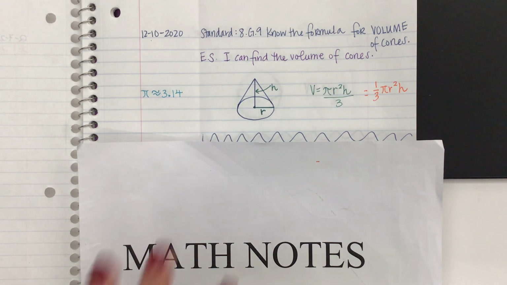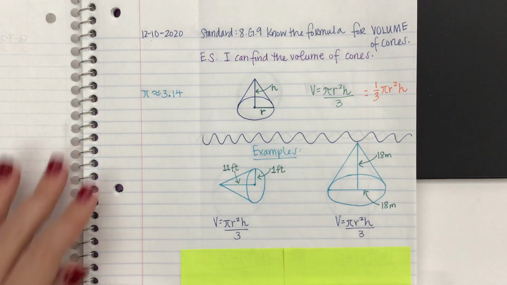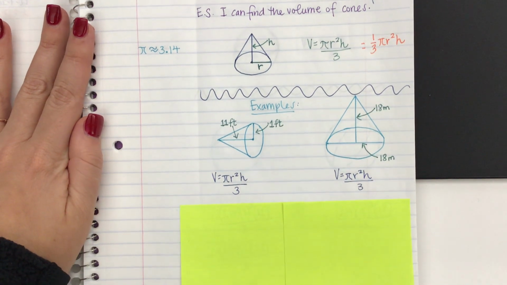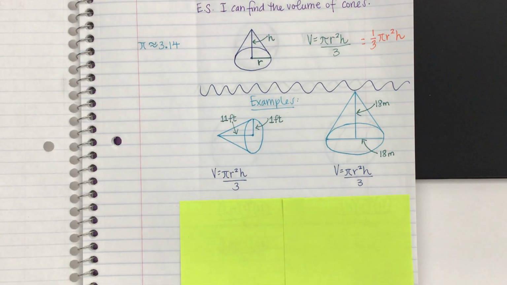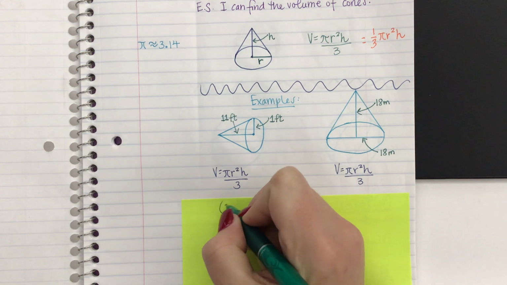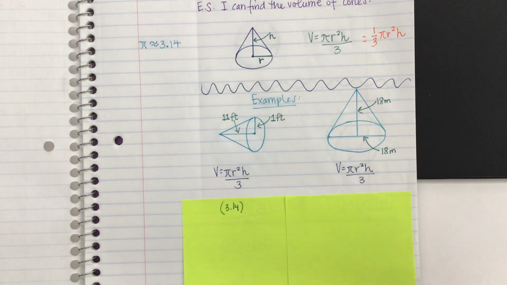Again, we're going to do a couple of examples. So here we go. I'll go ahead and open this up. The first example is a cone that's been flipped on its side. So you know your radius is 1, you know your height is 11. And again, as you can see, I have the volume formulas written out before I do the problem. So I'm going to go ahead and fill in everything I know. So I know that pi is 3.14. That does not change.